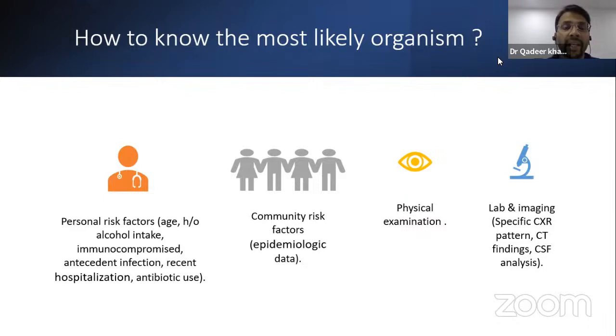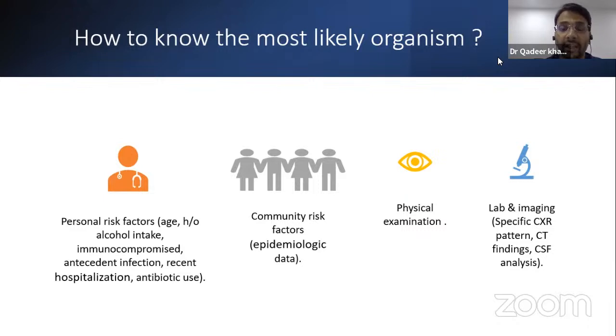If the patient is immunocompromised or has uncontrolled sugars, we also should know the likely sources of infections, like UTIs and so on. Based on that, we can think of the likely organisms.